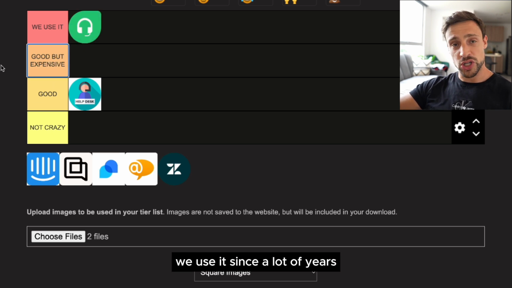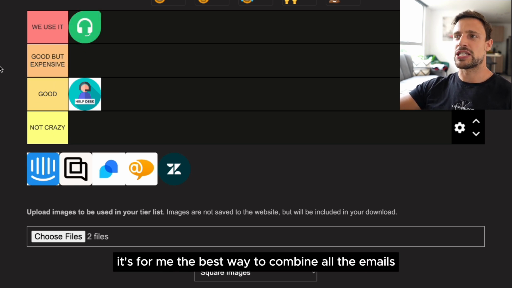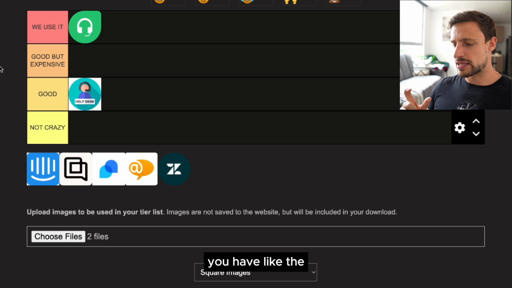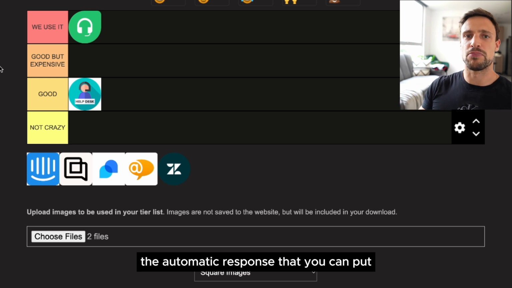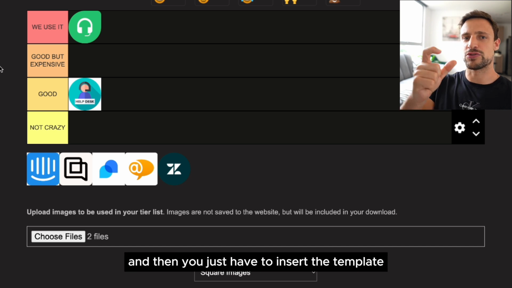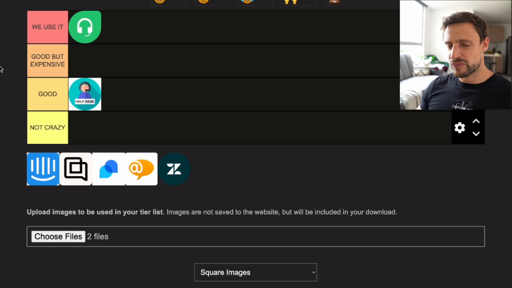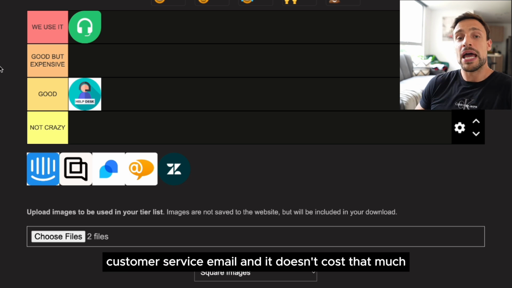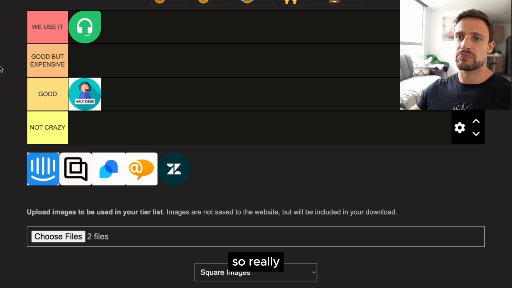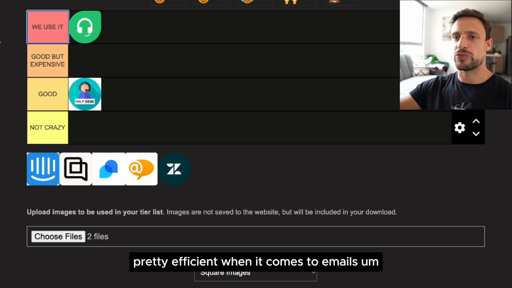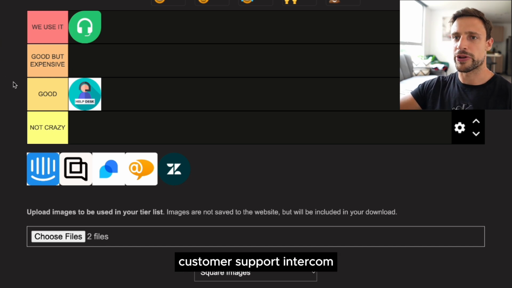Freshdesk, we've used it for a lot of years. For me it's the best way to combine all the emails, centralizing everything. You have automatic responses that you can put depending on the situation. You record your own answers, and then you just have to insert the template. It's very time saving when it comes to customer service emails, and it doesn't cost that much. So really, I would say if you have only one store or two, use Freshdesk. Pretty efficient when it comes to emails and customer support.